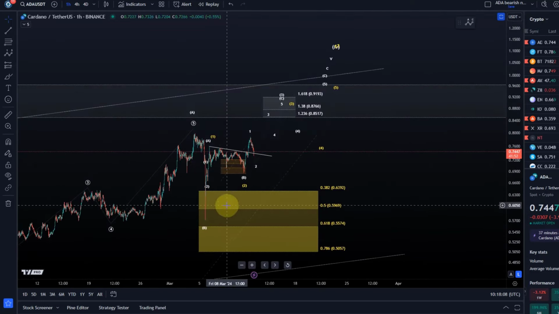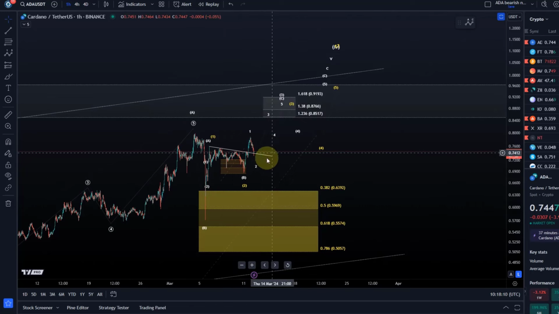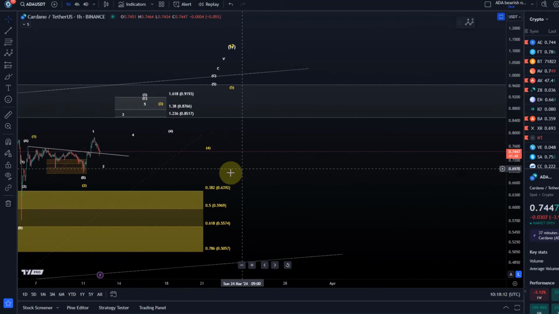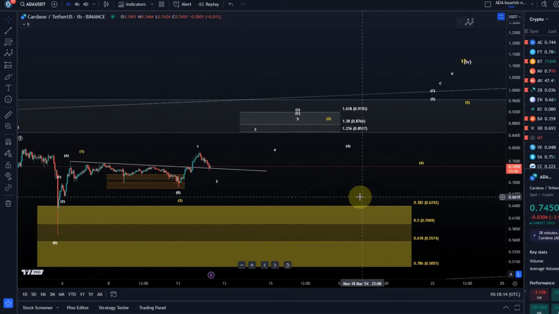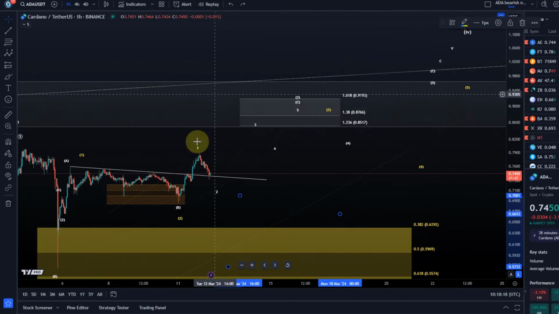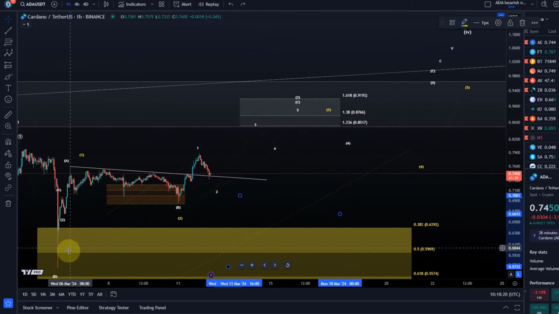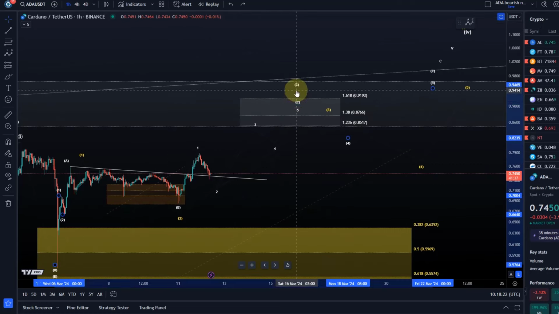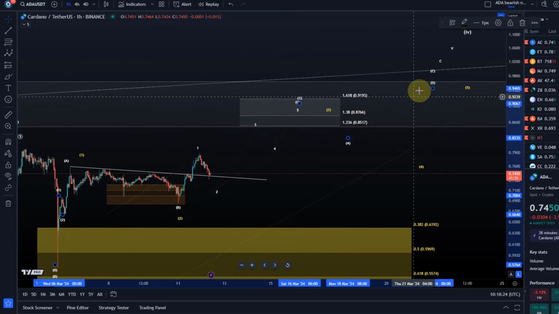But there are several layers of support that we need to discuss. In the very short term, to keep it very simple, we can say that this white count is currently in control, and that's the one that I primarily follow. In the white scenario, we are now in a 3rd wave. We'd still get a 4th wave and a 5th wave. The 3rd wave ideally reaches 85 to 92 cents.